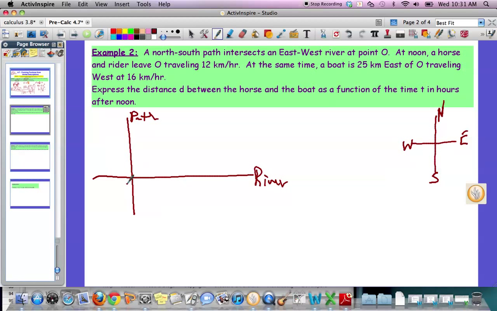So what do we have? Here's my point O right there. So I've got a horse and a rider that are going which way? They're leaving O and they're going north. Does it tell us that? It doesn't tell us that. Of course. I must have missed it when I was typing in. We want them to travel north.